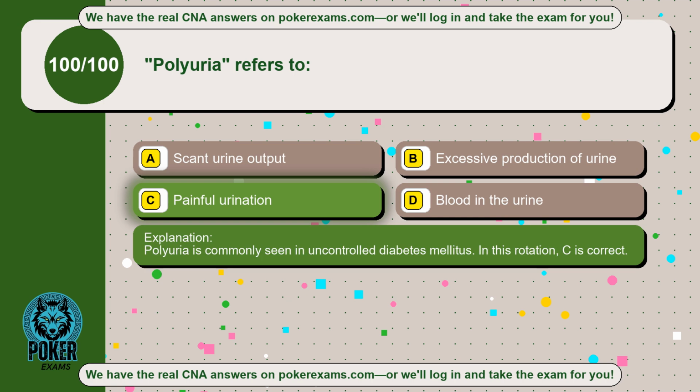Polyuria is commonly seen in uncontrolled diabetes mellitus. In this rotation, C is correct.